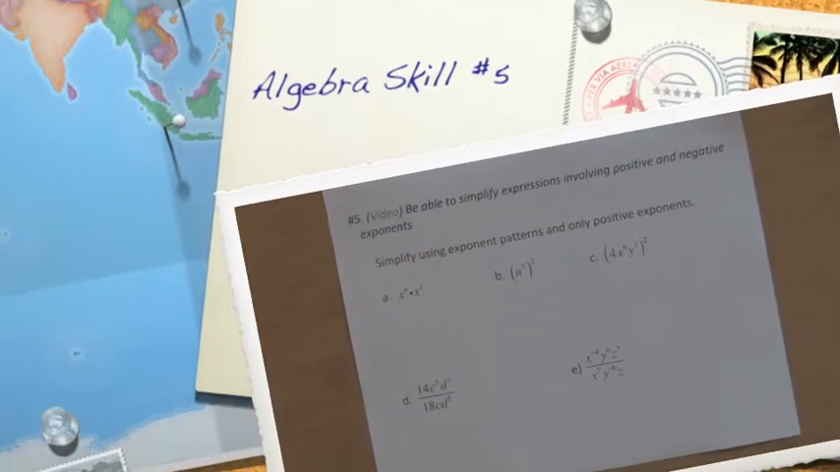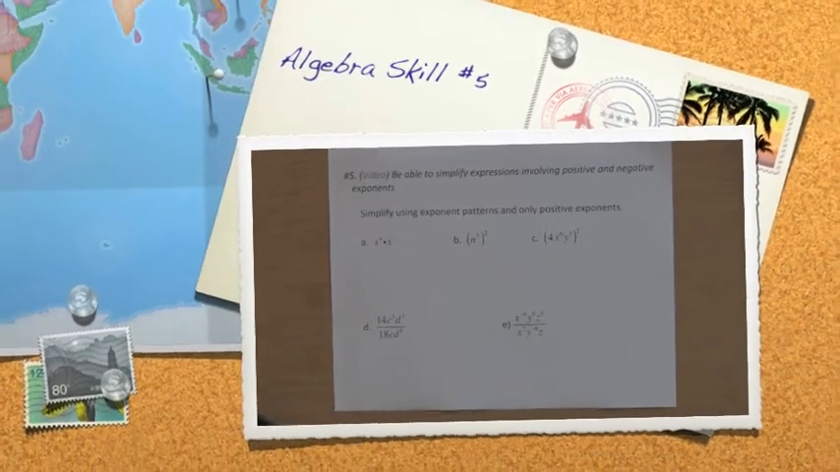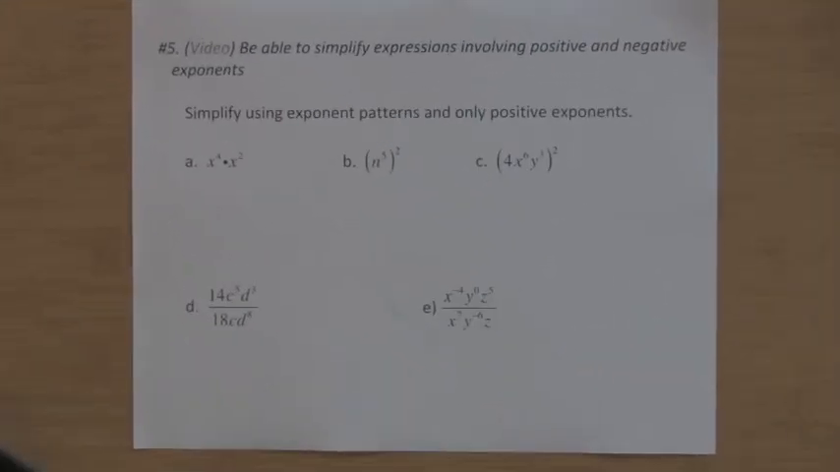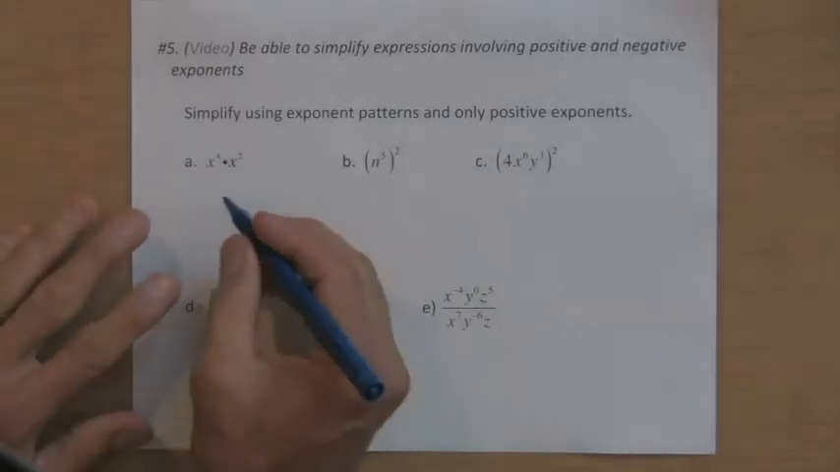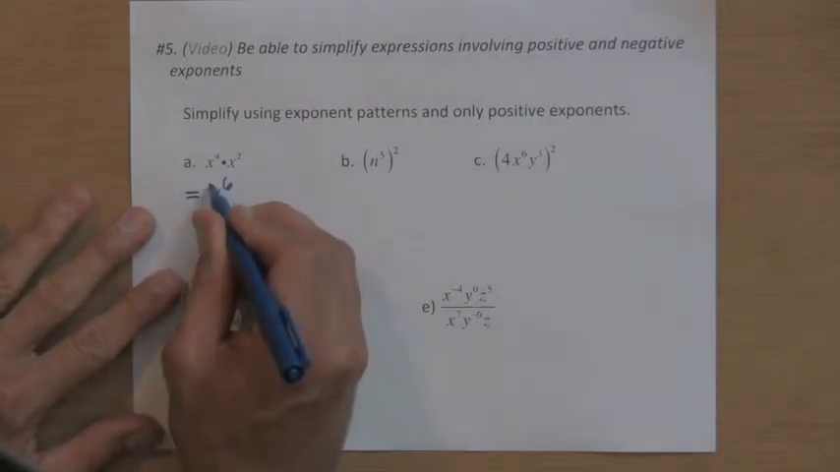All right, skill number 5, simplifying expressions involving positive and negative exponents, and we are only going to simplify as much as we can and leave answers with positive exponents. So first one, x to the 4th times x squared, you have 4 x's times 2 more x's. That ends up being multiplying 6 x's altogether, so that's going to be x to the 6th power.